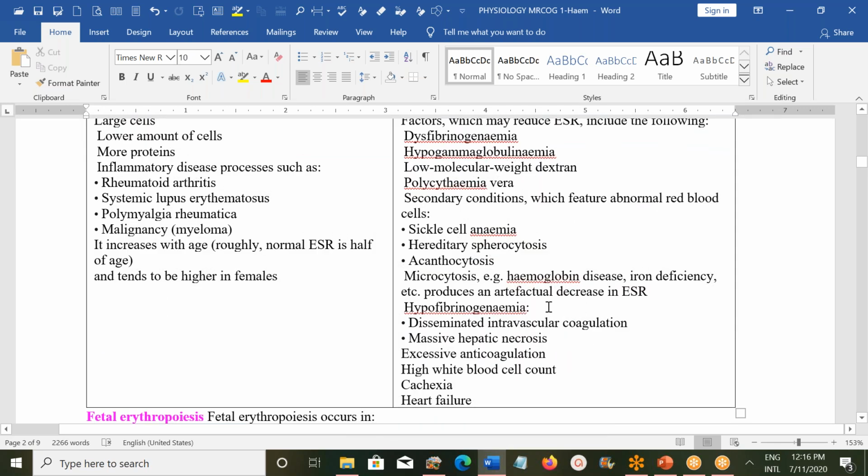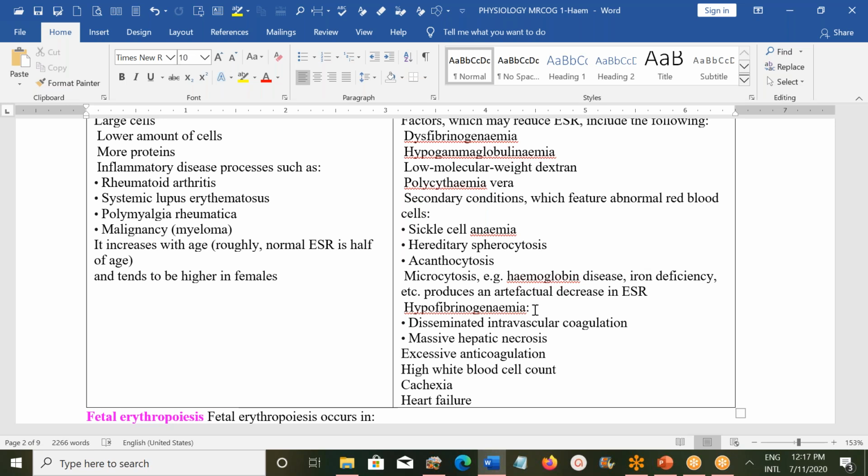Then in cases of hypofibrinogenemia, like dysfibrinogenemia, there is no fibrinogen in the system. Hypofibrinogenemia, when it is less than the normal expected level. At least it should be 2. If it is less than that, you will say this is hypofibrinogenemia. We are going to see it in certain conditions, like in disseminated intravascular coagulation. Then if the patient has massive hepatic necrosis, then excessive anticoagulation has been done, then high WBC count, in cachexia and also in heart failure.